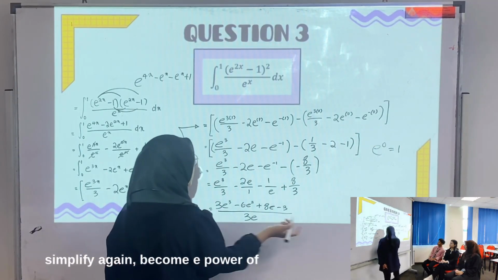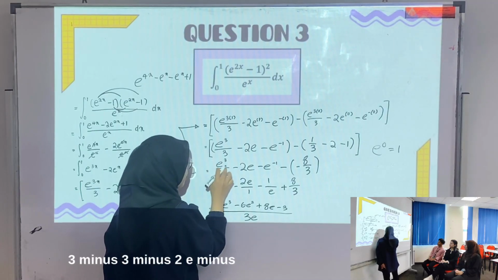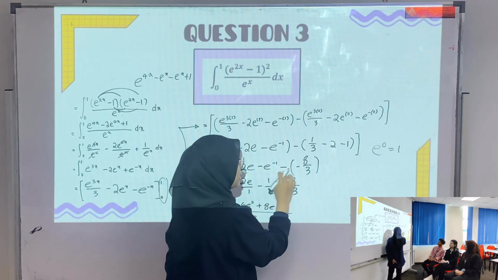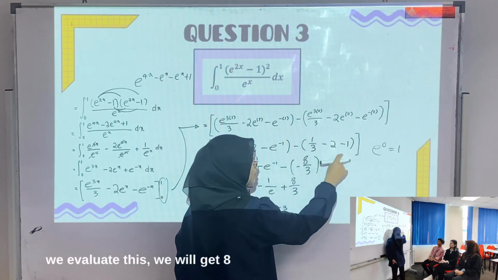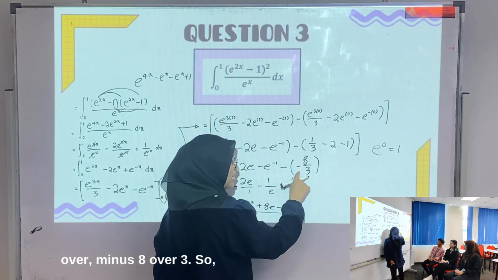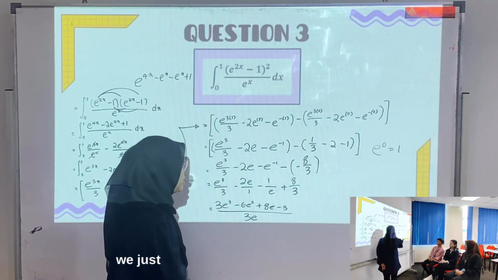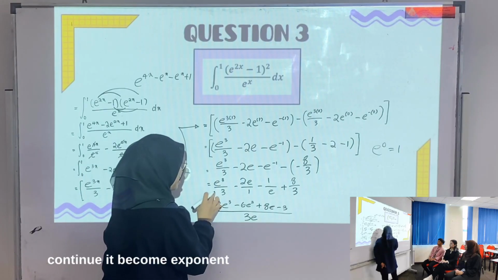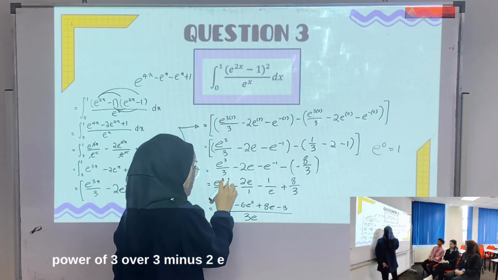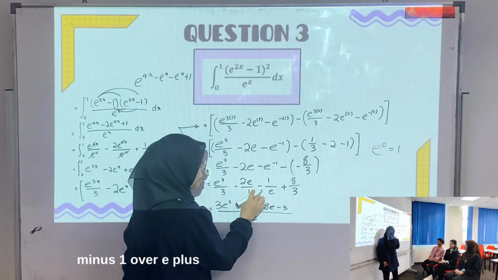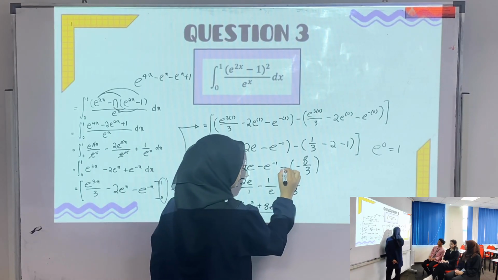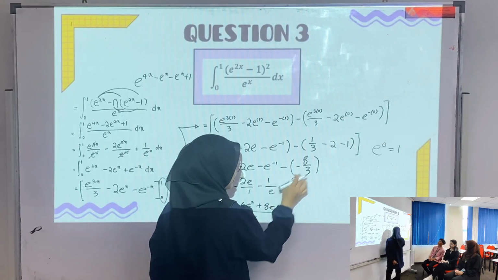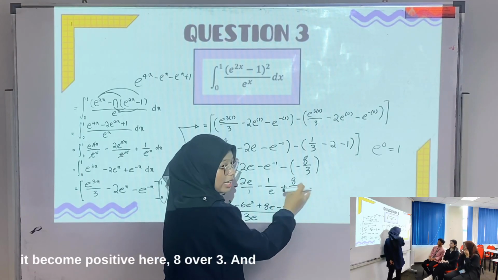So we can simplify again, become e power of 3 minus 3 minus 2e minus exponent negative 1 minus, when we evaluate this, we will get 8 over minus 8 over 3. So we just continue it, become e power of 3 over 3 minus 2e minus 1 over e plus, because of negative, with negative we will get positive, so it becomes positive here, 8 over 3.